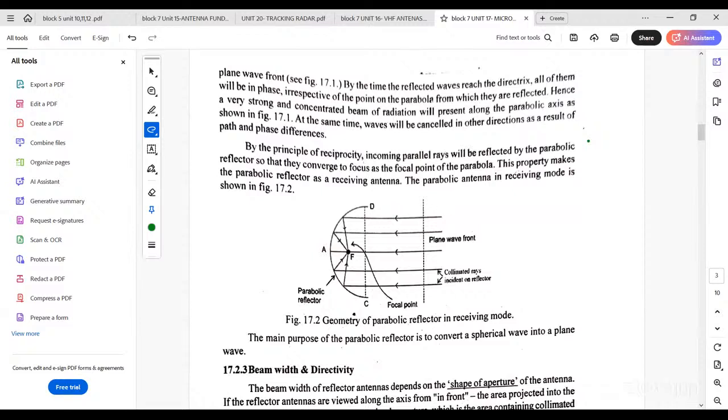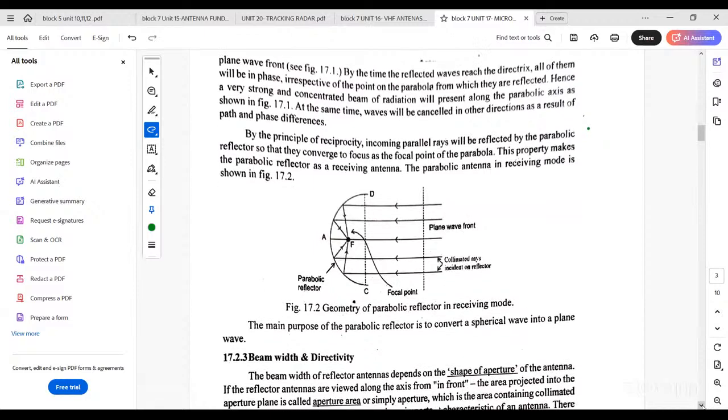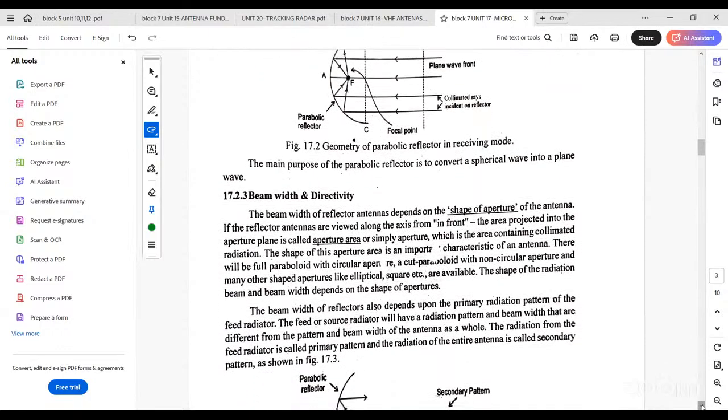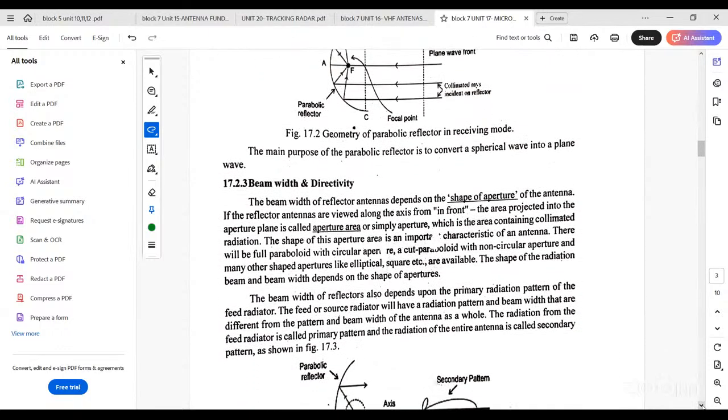Next, come to the third one, 17.2.3. What is 17.2.3? Beam width and directivity. The beam width depends upon the shape of the aperture of the antenna. That area is called the aperture area. The area that is projecting is called the aperture area.